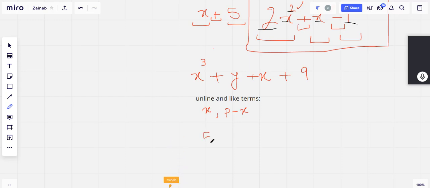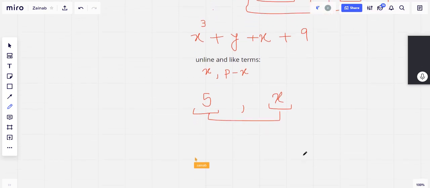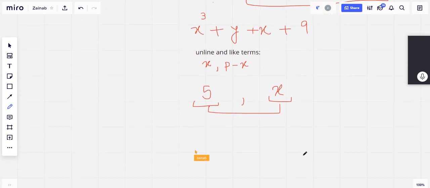Let's say we have 5 and the other term is x. Now look at these both. This term has a variable, that is x, and this one has no variable. It just has a constant. So these both are not like terms. These are unlike terms because they're different. For like terms, they need to be the same. Like if I write 3 and 2, now they're both numbers without variables. Now these are like terms.